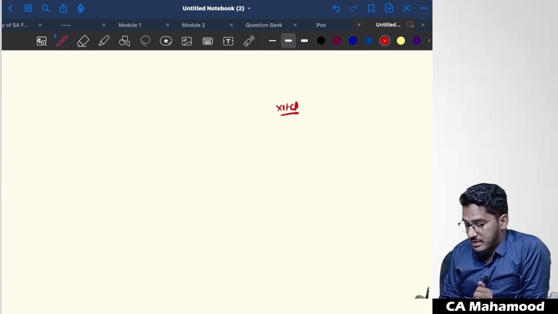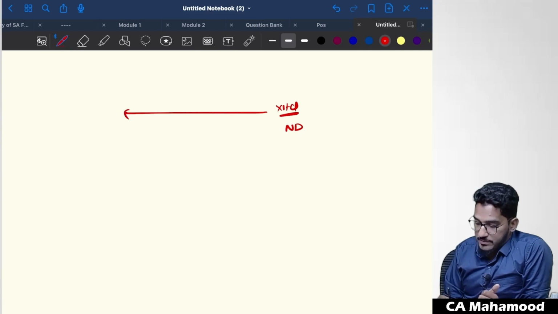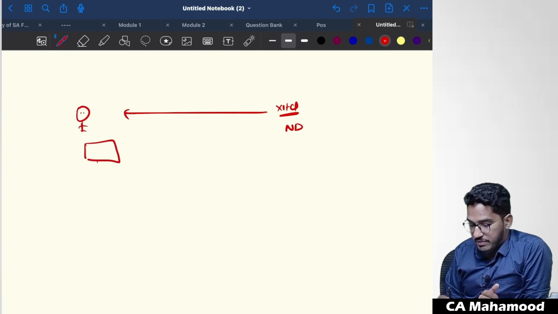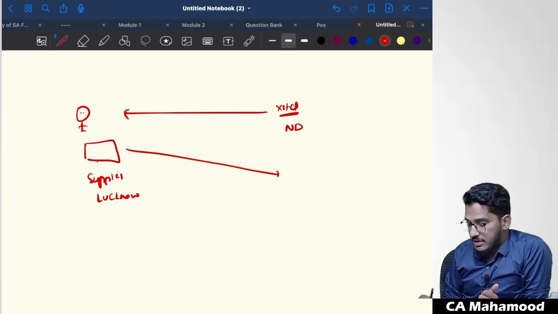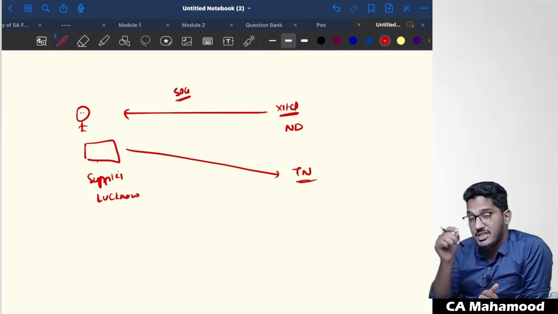So there is a company X Limited. Assume that their head office is located in New Delhi. They went to some supplier and purchased plant and machinery from him. Now the supplier is located in Lucknow. They purchased this plant and machinery, but it is required to be installed in their plant which is located in Tamil Nadu. So this is a transaction which involves supply of goods which require installation or assembly.